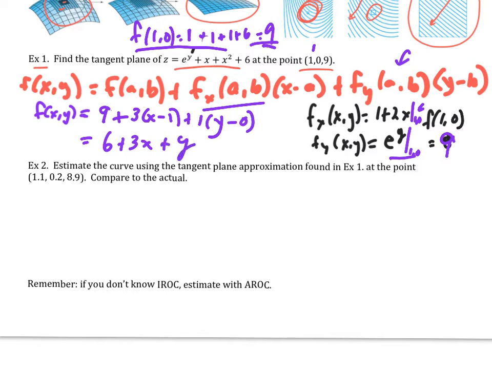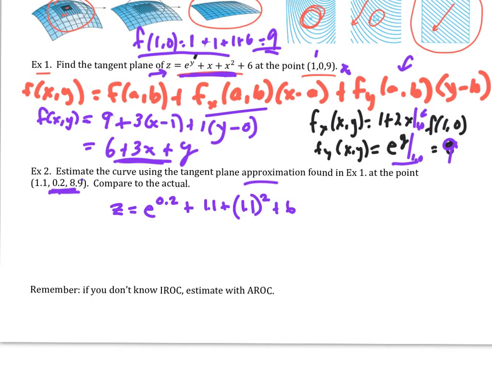Okay, so that is the tangent plane to this function when we zero in on this point right here, (1, 0, 9). Then example 2 just works off of this previous example 1, and it just says use this approximation to evaluate the point, and we want to estimate what is the value of the curve at this point. Well, we could actually plug it in here, which we'll do to find the actual, but then we also plug it into here to find the estimate. So go ahead and do that.